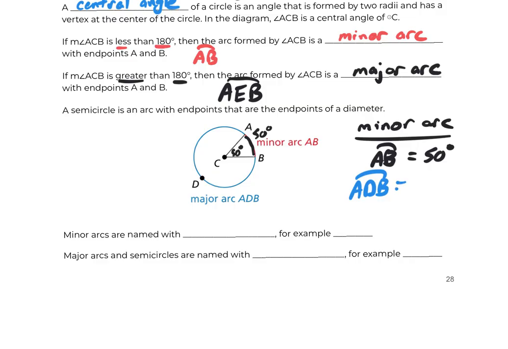How many degrees do you think ADB is going to be? How many degrees in a circle? Anybody know? 360. 360, yep. Okay, so just take 360 minus 50. So ADB would be 310 degrees.